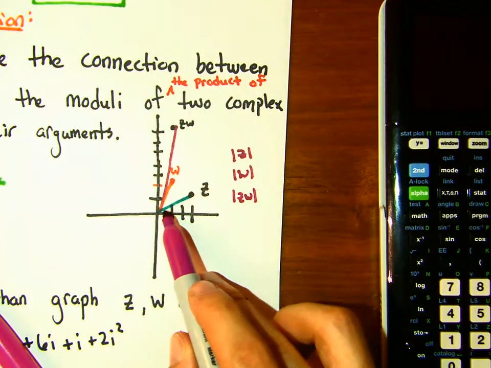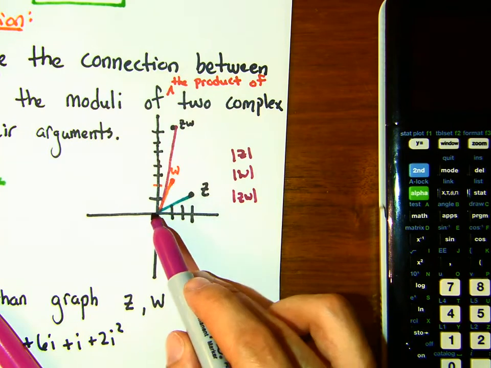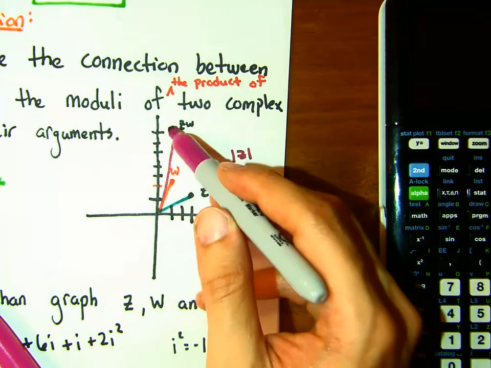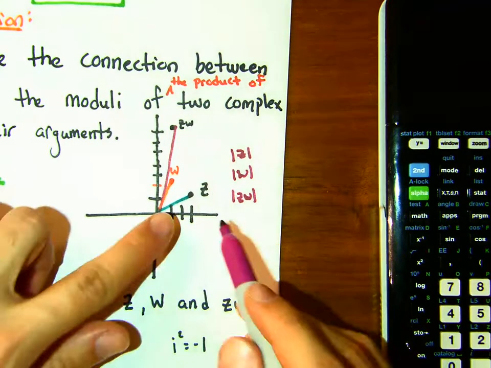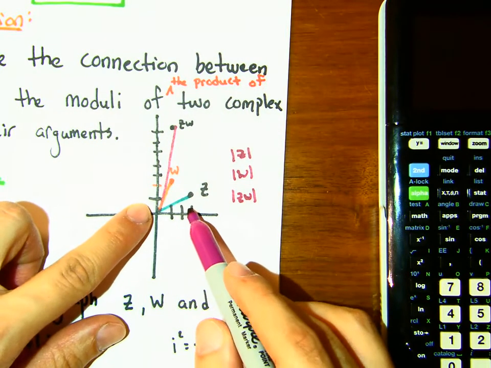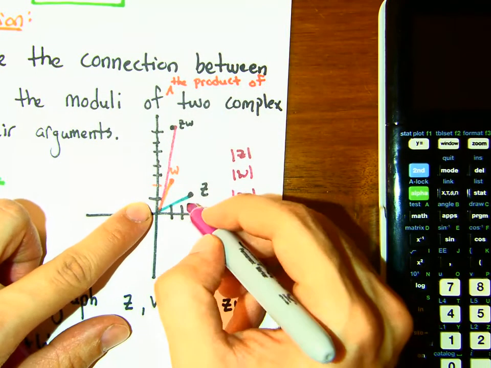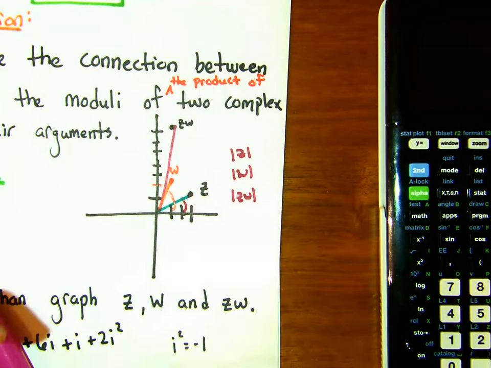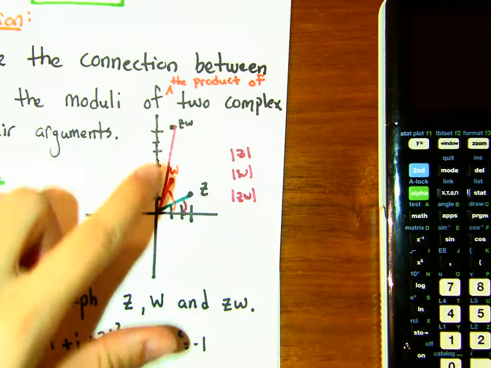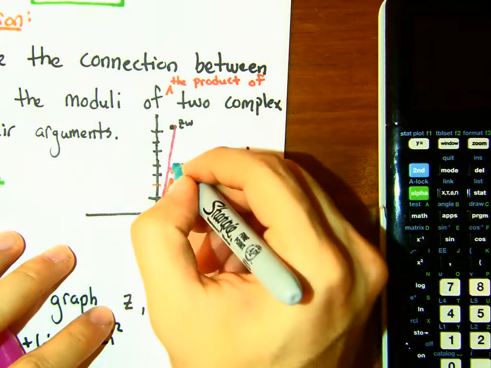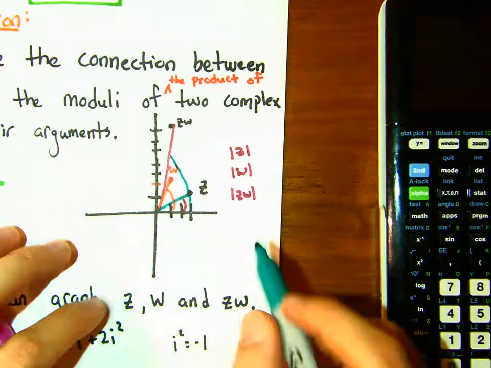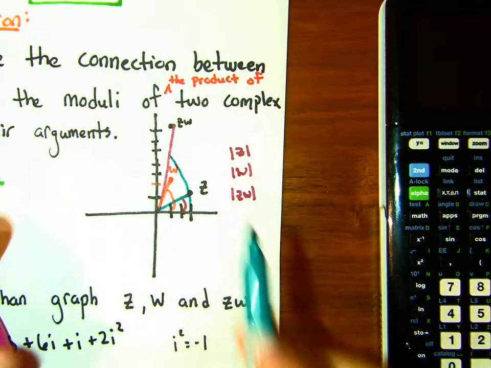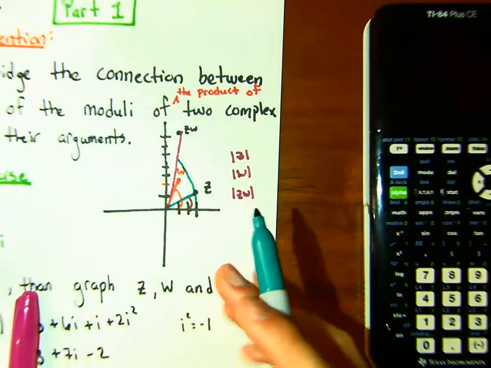Like, is the distance from here to here and the distance from here to here, is there some sort of relationship with the distance from here to here? Is there a relationship with the argument of z? Like, is there a relationship between this angle and the angle of zw that got multiplied together? Is there some sort of relationship happening with the argument and the moduli? Okay, so that's what we want to explore today.